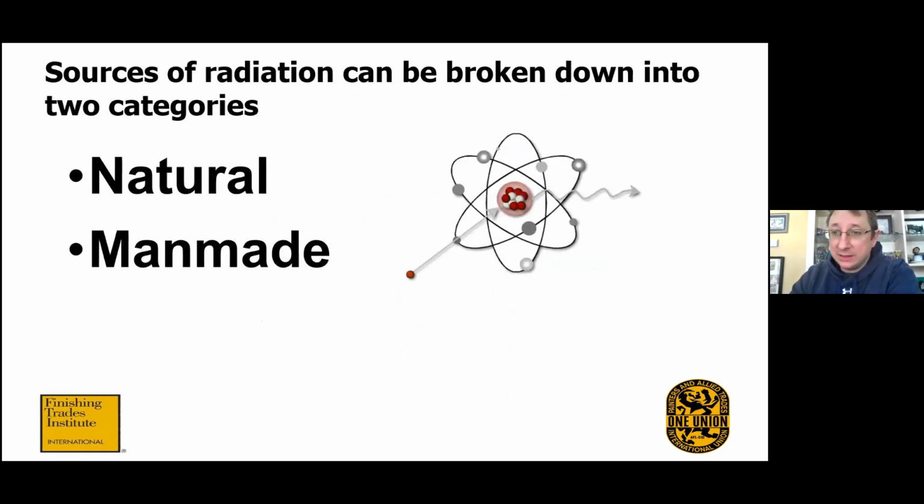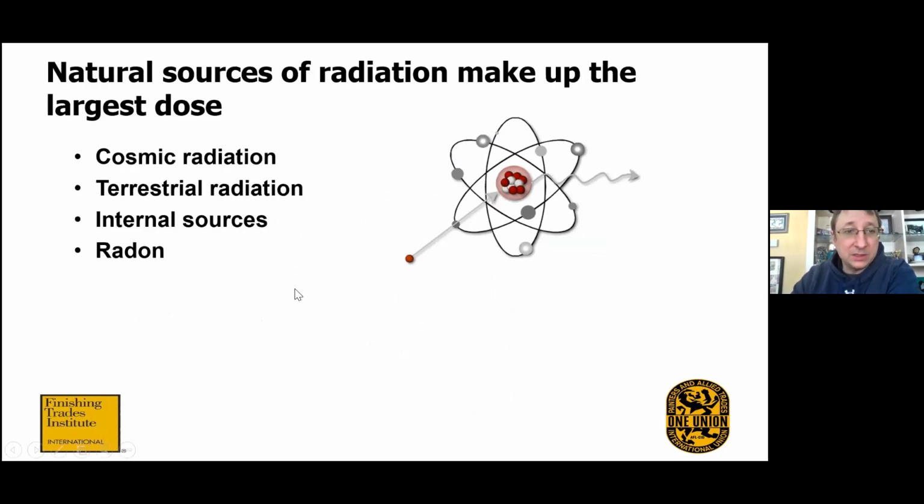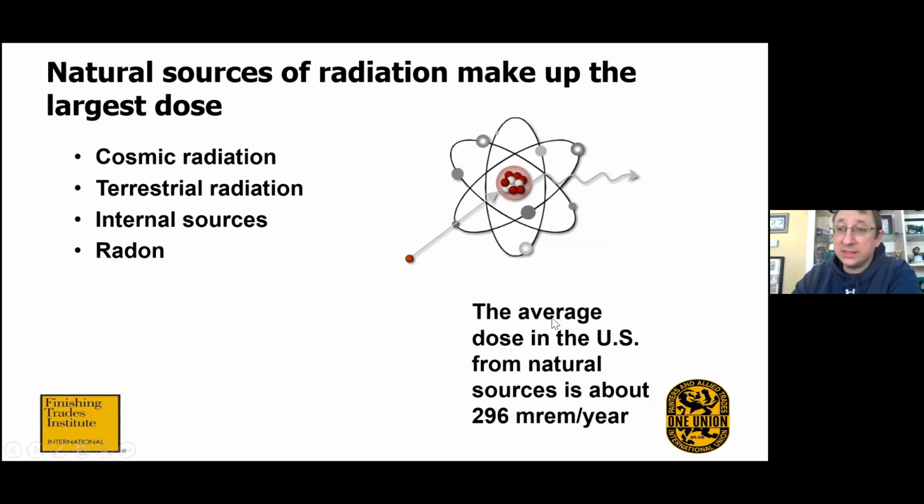So the two main categories are natural and man-made. We're going to look at these categories a little closer here. So the natural sources consist of cosmic radiation, terrestrial, internal sources, and radon. And this is the bulk of what we get as far as an absorbed dose of radiation into our body every year. It's about 296 millirem each year. So you can see that most of it comes from this. The other sources, like the man-made sources, your X-rays, all that other stuff, account for a very small amount.